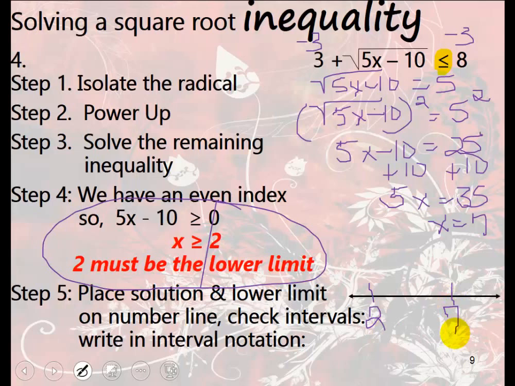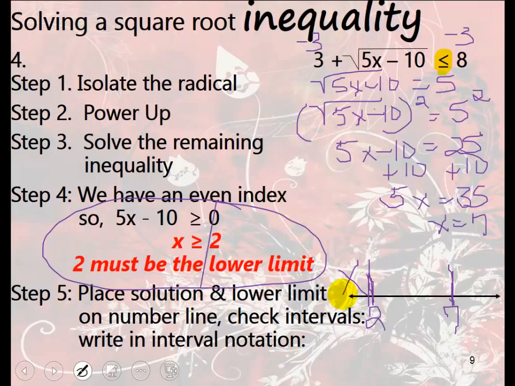I'm going to check something in this section, something in the middle section, and something on the right. So for the left section, I'm going to check 0. If I plug in a 0, my radicand goes negative, so that can't be a solution. If I plug in a 4, 5 times 4 is 20, 20 minus 10 is 10.